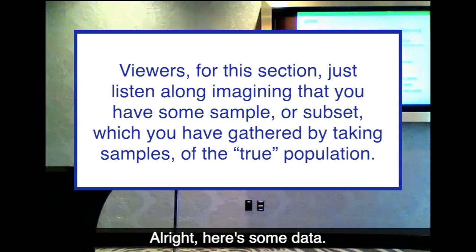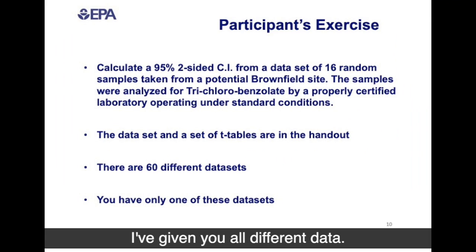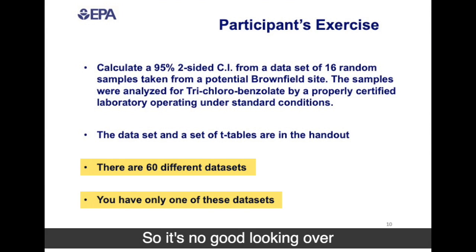All right, here's some data, and I've done a cool thing. I've given you all different data, so it's no good looking over and seeing what they got. Depending on which data set you've got, someone's got F, someone's got G, there's a double C somewhere. So we've all got different data sets from this giant population that we sampled from.